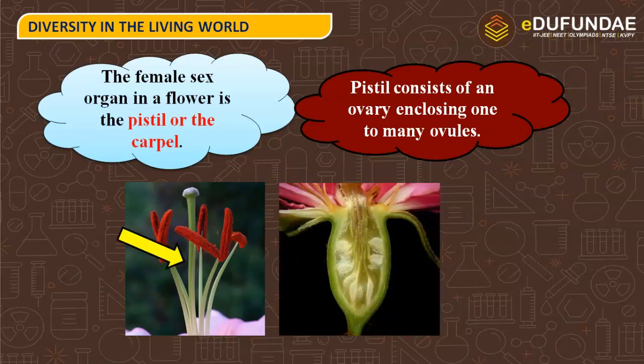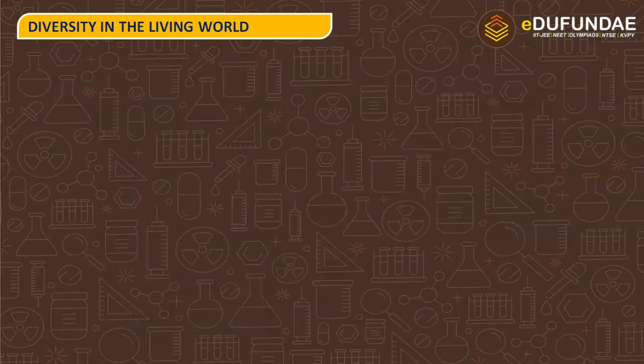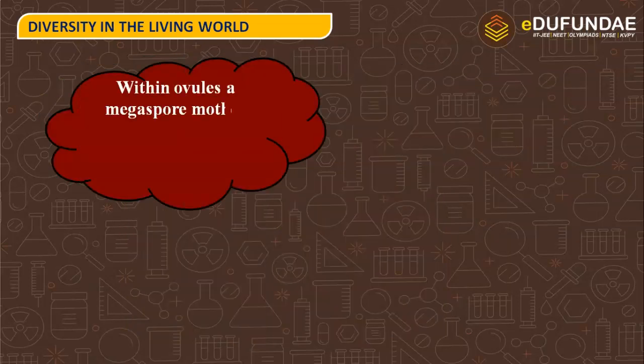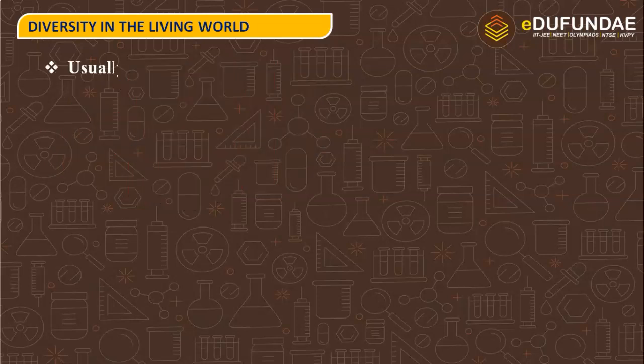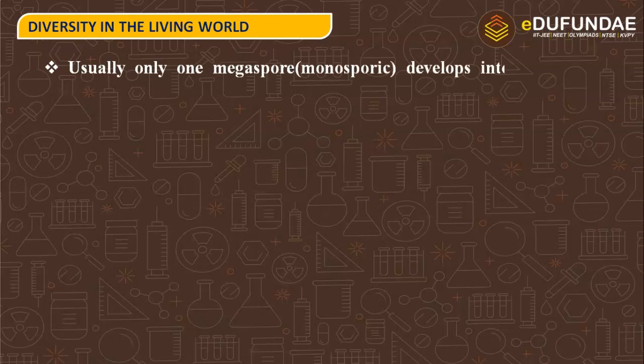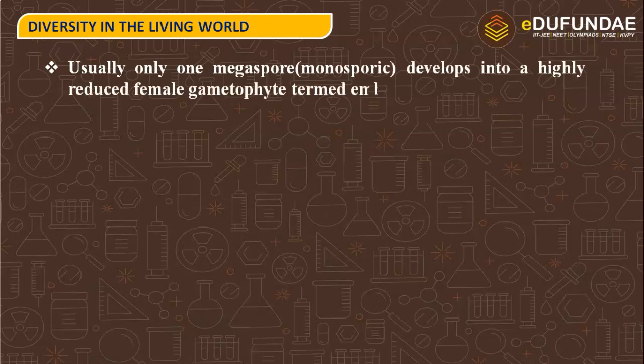So this is the structure of the ovary at the base, and it consists of white colored ovules that you can clearly see in the diagram. Within ovules, a megaspore mother cell undergoes meiosis and produces 4 megaspores, and these megaspores are haploid structures. Usually, only one megaspore develops into a highly reduced female gametophyte termed as embryo sac.